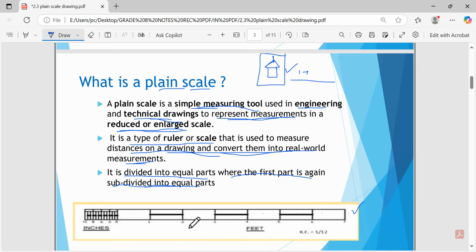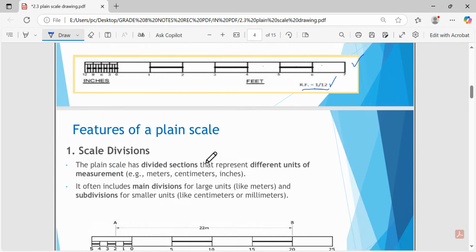Some of the features of a plane scale include this, which we'll talk about. It's called an RF, a representative fraction. This is always written in terms of fractions. So if you make a plane scale and make a mistake of writing the representative fraction not as a fraction, that is wrong. You're supposed to use a representative fraction, which is in the form of a fraction. Now let us continue and learn the features of the plane scale.